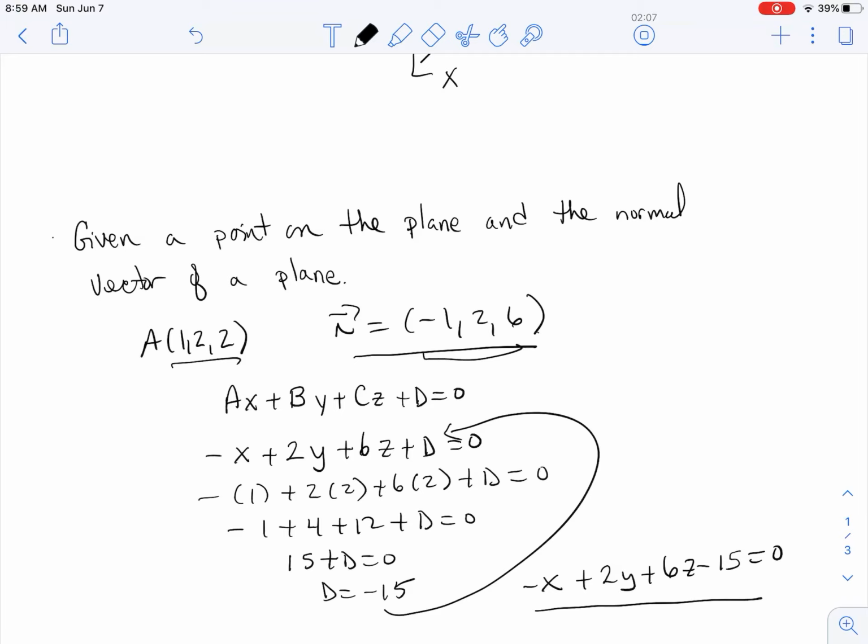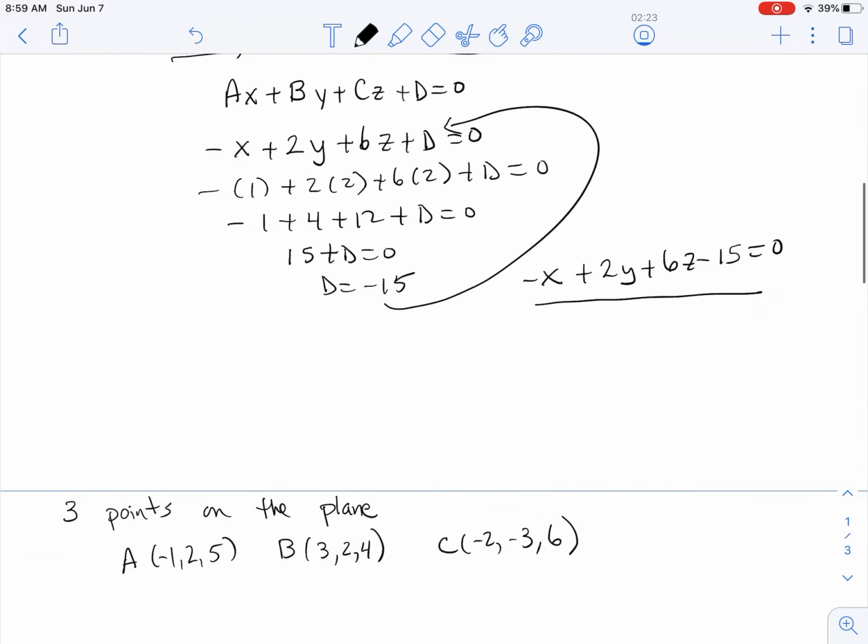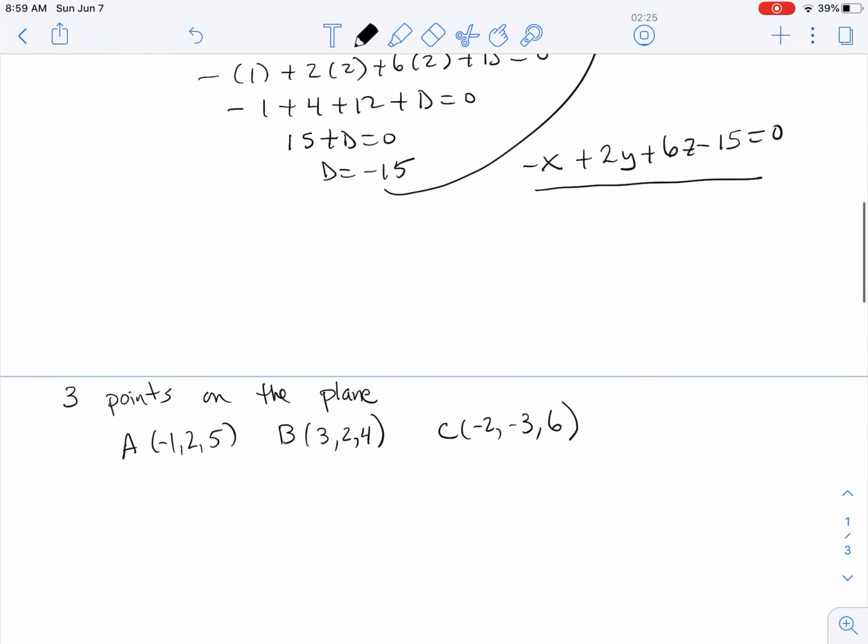Now again, you could use parallel vectors to that normal vector and you would still be correct. So you're going to have a wide variety of infinitely different looking equations in Cartesian form for the plane. But if you just want to go straightforward, you can just do what I just did here.